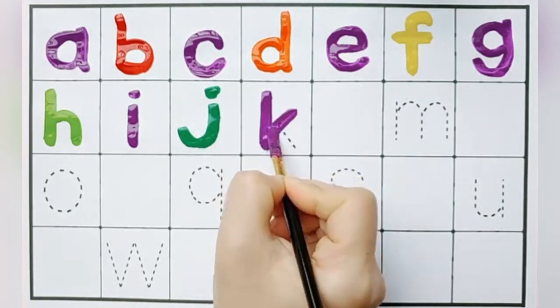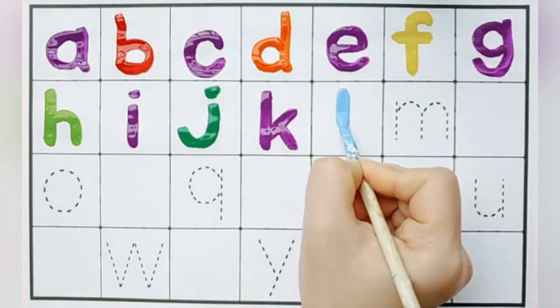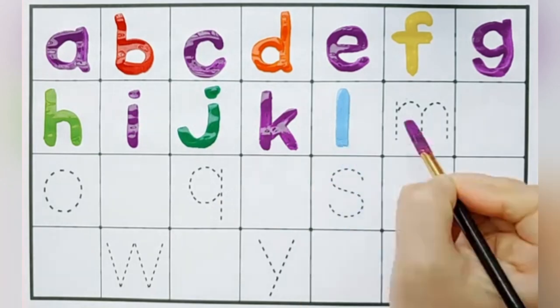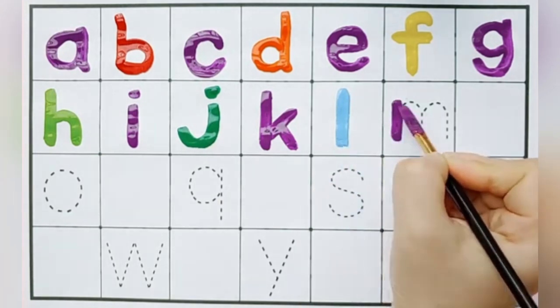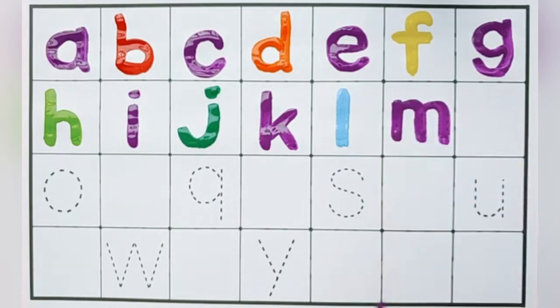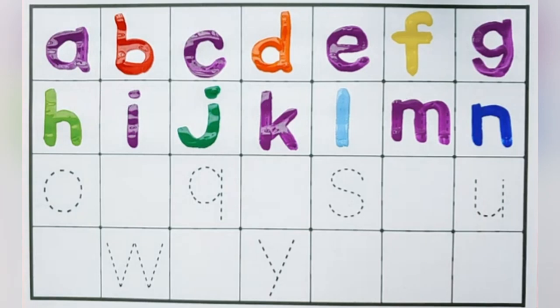K for kangaroo. K for kangaroo. L for lemon. L for lemon. M for mango. M for mango. N for nut. N for nut.